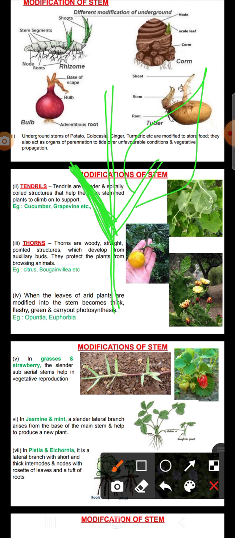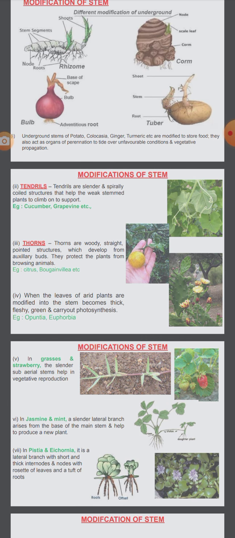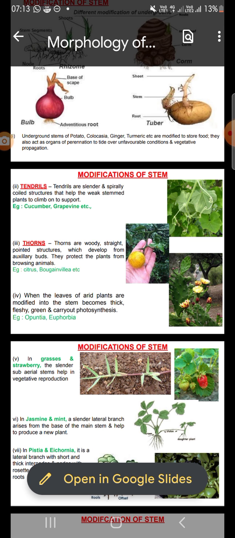Example, you can see this in lemon plants, orange plants, and rose plants. Rose also will have thorns on its stems, right? Next, bougainvillea. Bougainvillea is nothing but the paper plant. When the leaves of the arid plant... what does that mean?